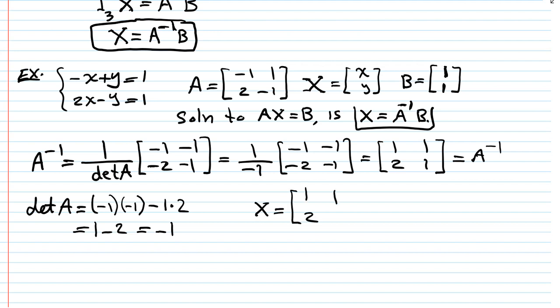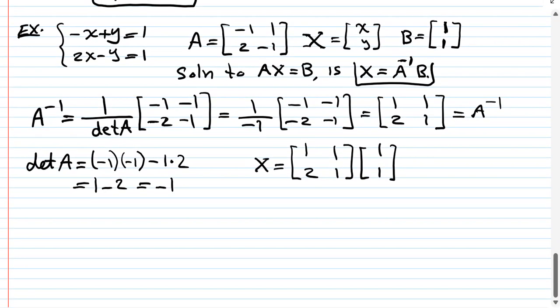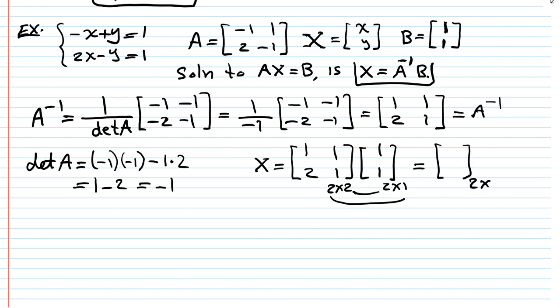Now, the solution for X is A inverse, that is 1, 1, 2, 1 times B. B is up there, 1, 1, right? And now we can multiply. This is a 2 by 2 times a 2 by 1. Inside numbers are the same. Outside numbers will be the dimension of the product, which is a 2 by 1. And we expect 2 variables for this one, 2 equations, 2 unknowns. So what is the number in the first row, first column? You multiply the first row by the first column: 1, 1, 1, 1. The product is 1 plus 1, 2.